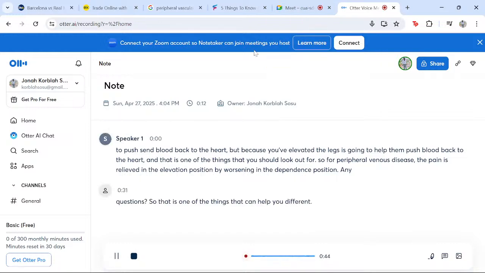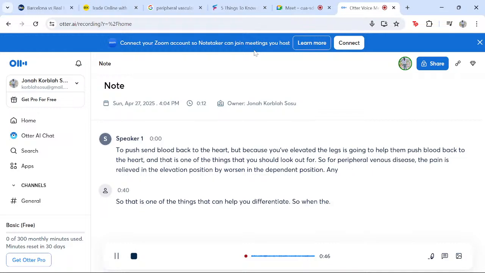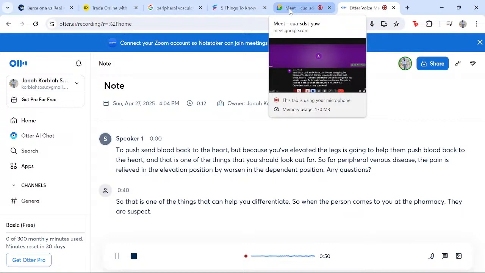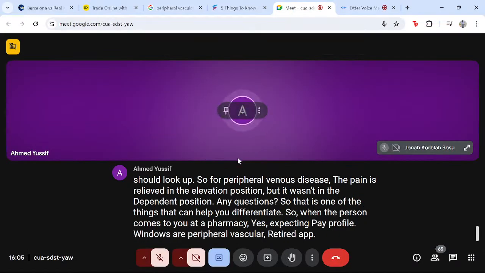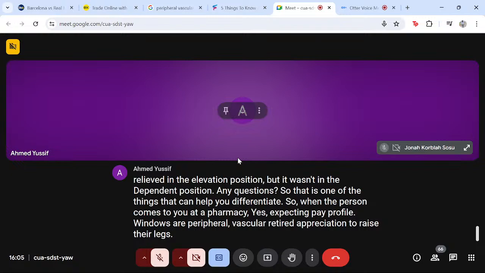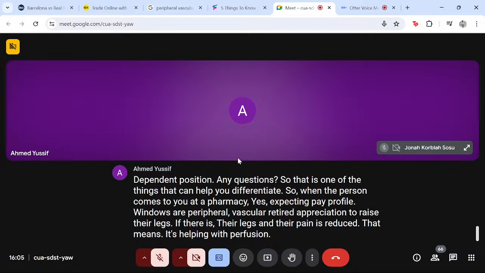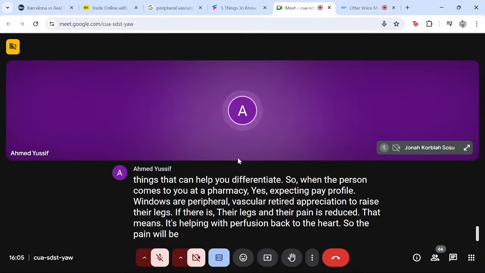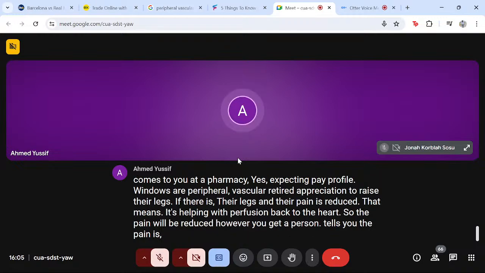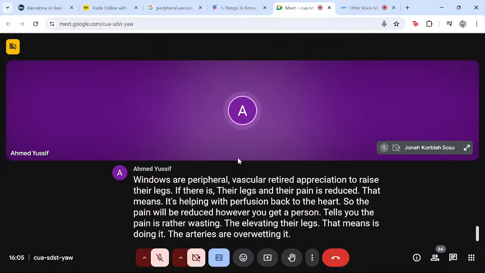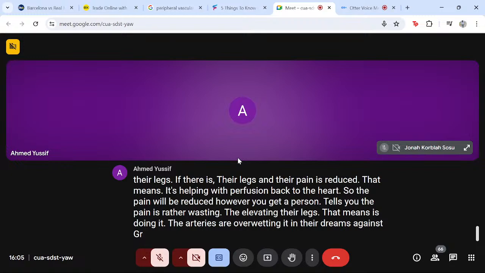So when the person comes to you at the pharmacy, suspecting peripheral venous or peripheral arterial disease, you tell the patient to raise their legs. If they raise their legs and the pain is reduced, that means it's helping with return of blood back to the heart. So the pain will be reduced. However, if the person tells you the pain is rather worsened when they are elevating their legs, that means the arteries are overworking and doing it against gravity. So that is why the pain is there.